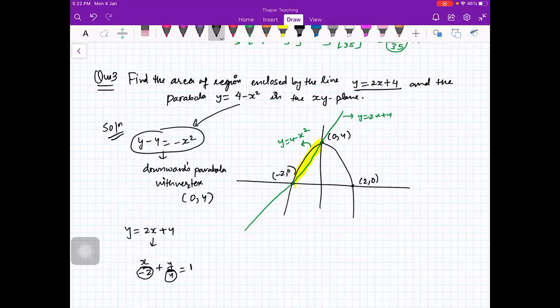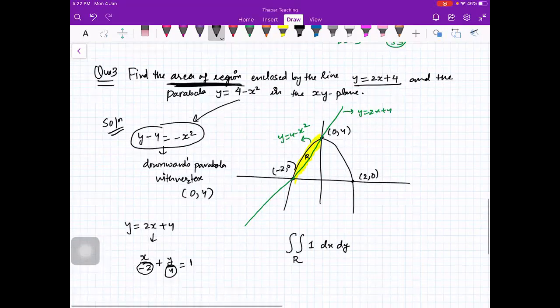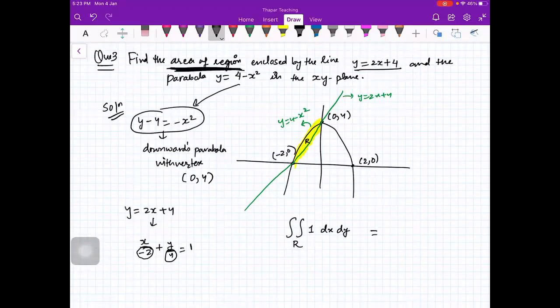We will plot a vertical line here. It is our choice. We can plot a horizontal line or a vertical line. The thing which is asked in the question is area of the region. Area of the region is 1 dx dy over the region R. This is same as 1 dy dx over the region R. So it is your choice whether you want to draw a vertical line or horizontal line. If you first want to integrate with respect to y, draw a vertical line. So let us do that.